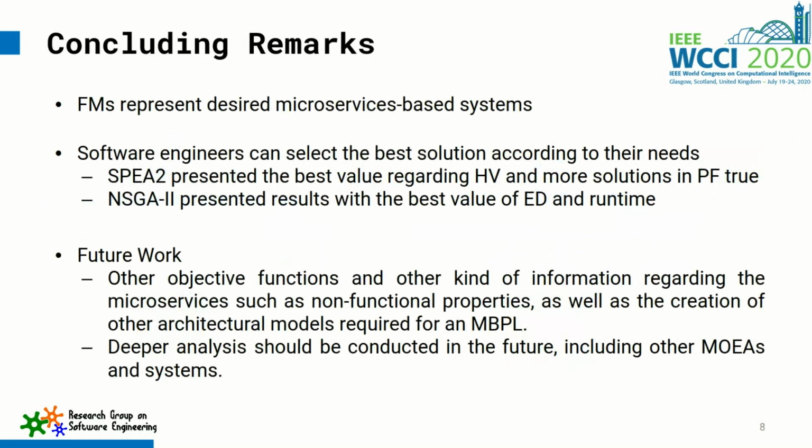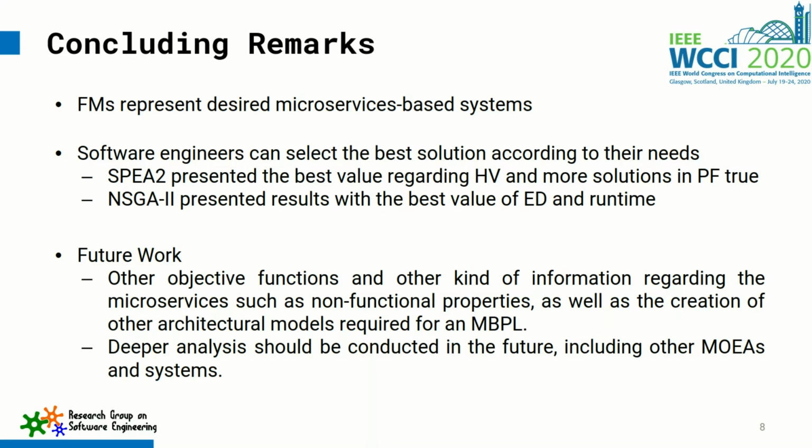So, considering all the obtained feature models, we can say that they represent the desired microservices-based systems. So the software engineers can select the best ones according to their needs. And since SPEA2 has the best values for hypervolume, we can see it explores the search space better. On the other hand, NSGA-II has the best values of Euclidean distance, so it has a better exploitation of the search space.